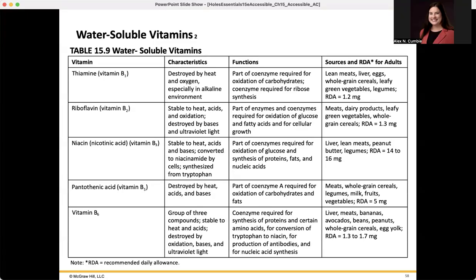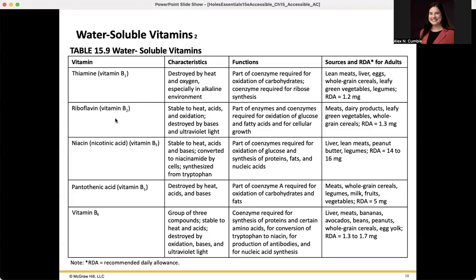For the names of these vitamins, this is where we get some of those specific names. So this is our B complex here, where we've got B1, B2, B3, B5, and B6. Vitamin B1 is called thiamine. It helps us when we are processing our carbohydrates.